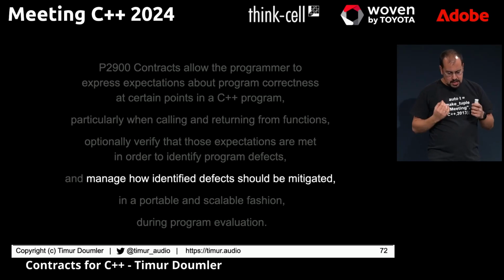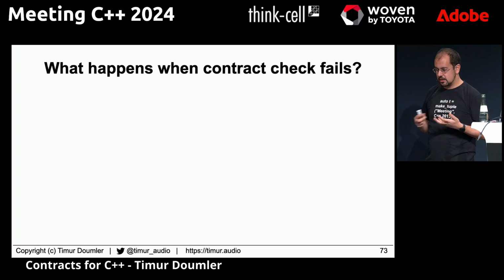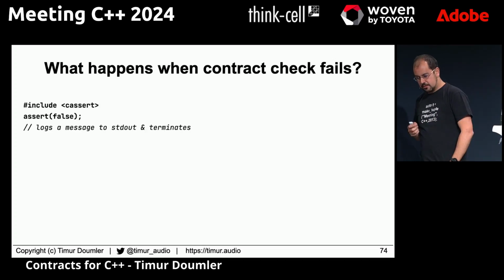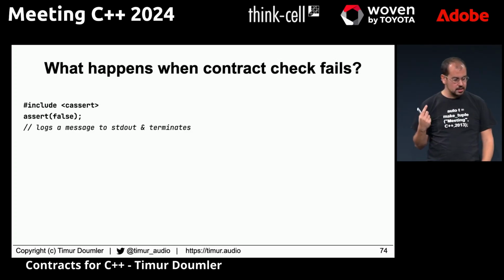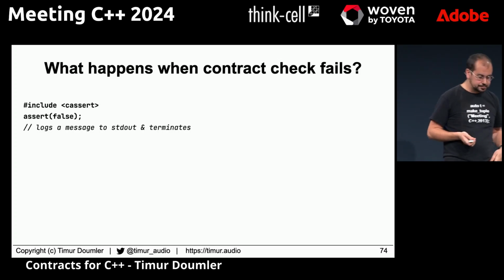So this lets you manage how identified defects should be mitigated. So this begs the question, what happens actually when a contract check fails? For CAssert, we know the answer, right? If the checks are on and it's false, then it logs a message to standard output and terminates.